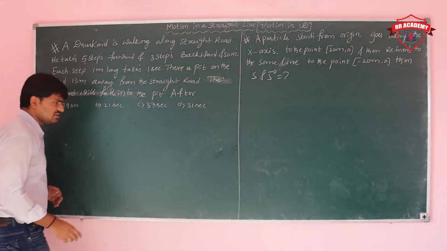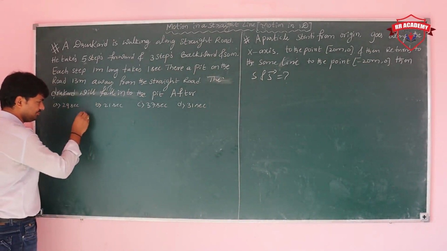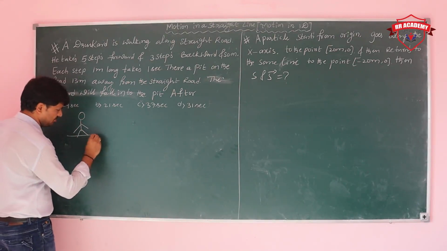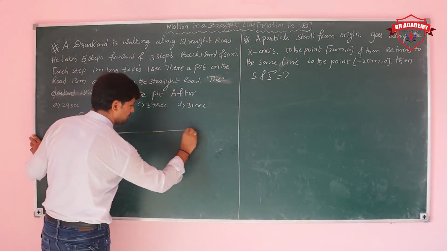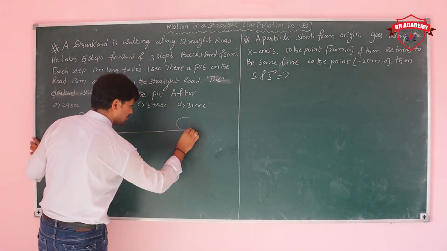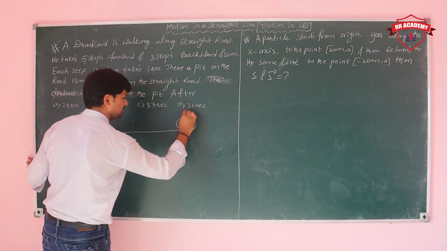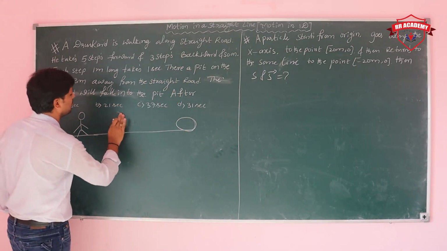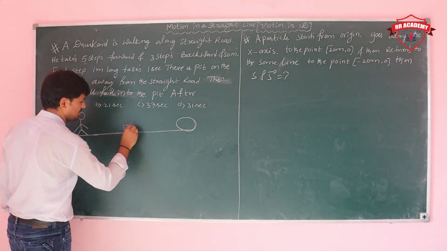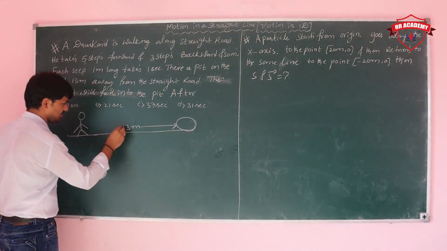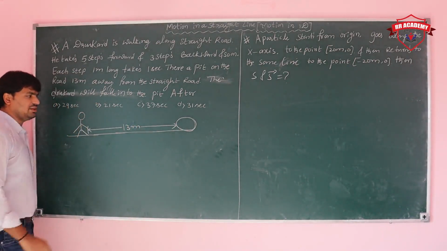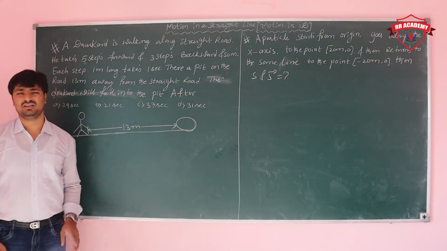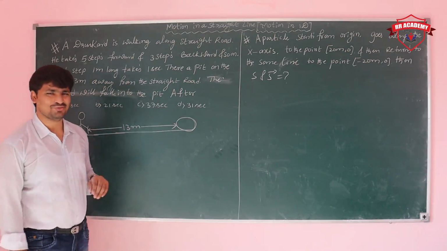Just imagine he's the person moving on the straight road. There is a pit, a small hole. So this is how much distance? 13 meters. So how much time is taken to fall in that? That is our problem.